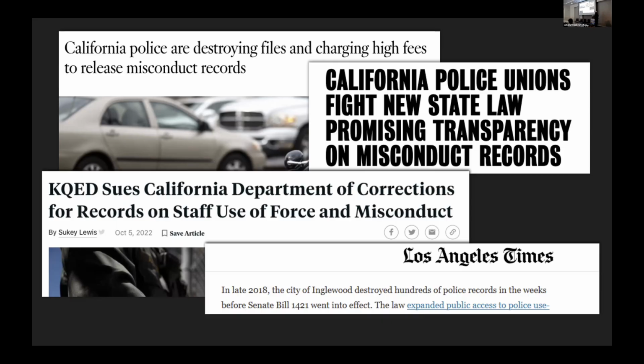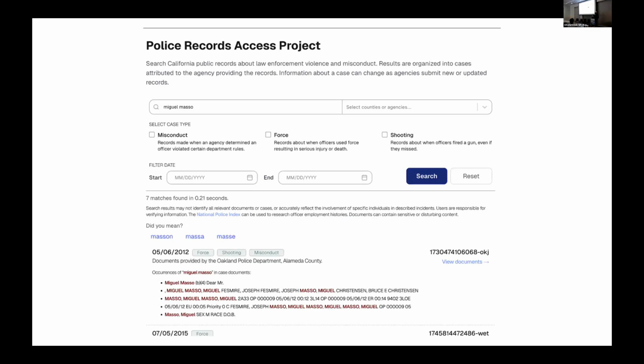We're a team of data scientists, journalists, lawyers, and human rights experts, and we came together to build the Police Records Access Project, which, as I keep saying, is a statewide database of disclosable misconduct and use of force records under those laws that were passed in 2018.